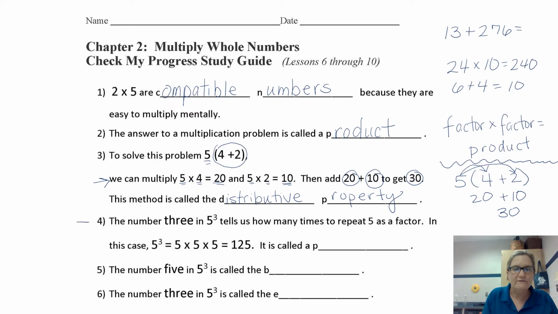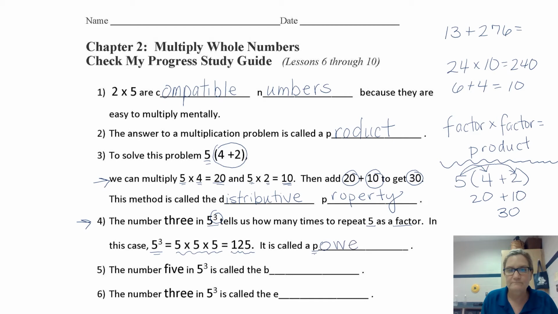All right, question number 4. The number 3 in 5 to the 3rd power tells us how many times to repeat 5 as a factor. In this case, 5 to the 3rd power equals 5 times 5 times 5, which gives us the product 125. So what is this 3 called? Now we know it's an exponent, but this starts with a P. So what do you think that's referring to? Power. It's called a power.